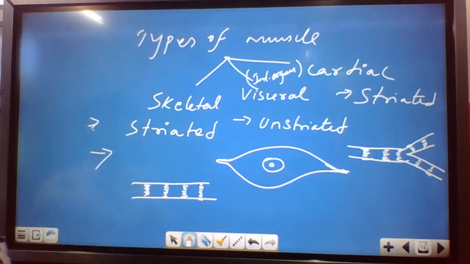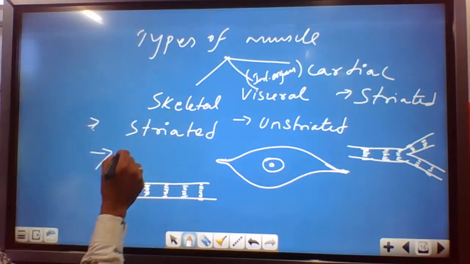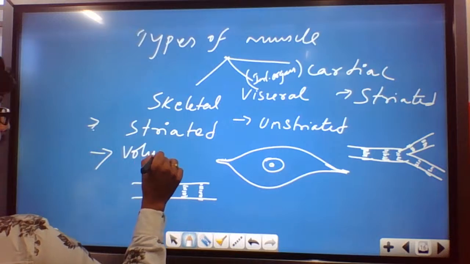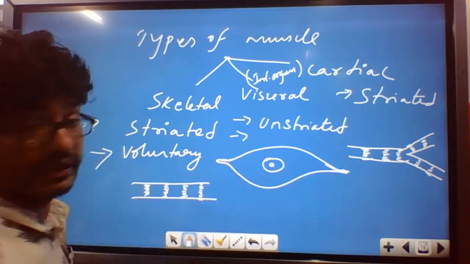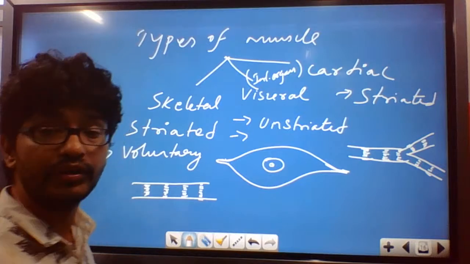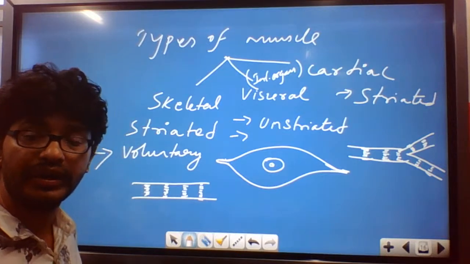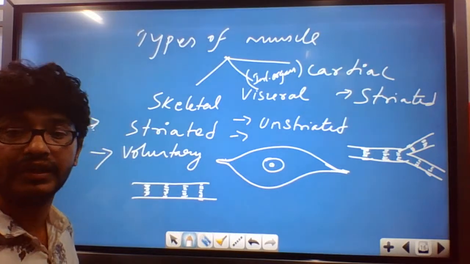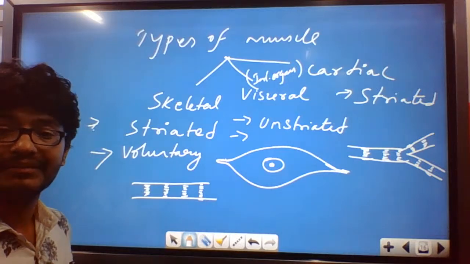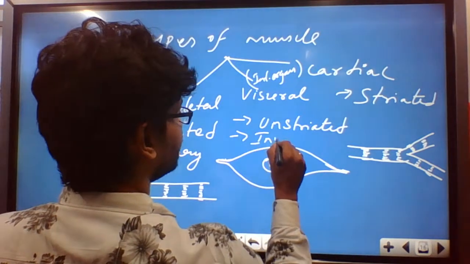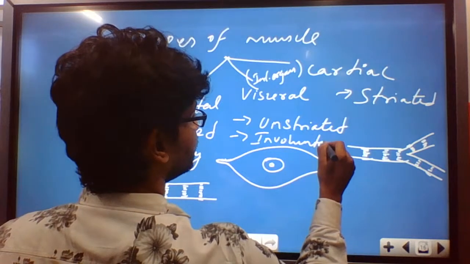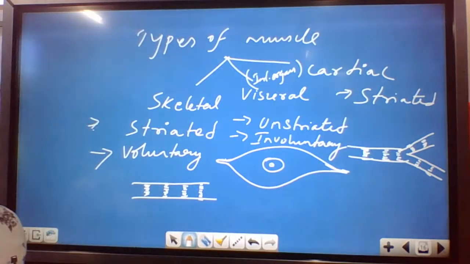And as far as action is concerned, skeletal muscles are voluntary in action. Visceral muscles, can you tell me, are they under your control? Can you control your kidney? Can you control your internal organs? No, definitely not. The reason is that the visceral muscles are involuntary in action, because you cannot control these muscles.